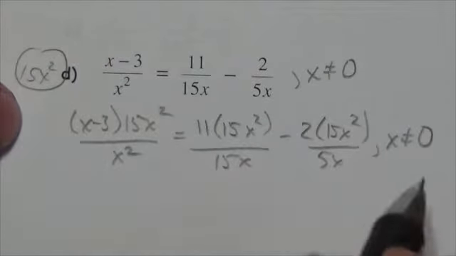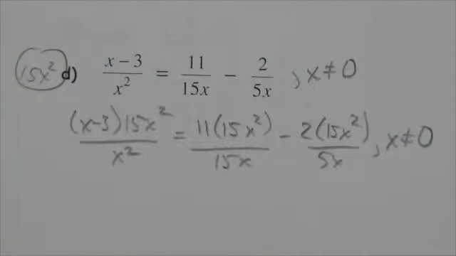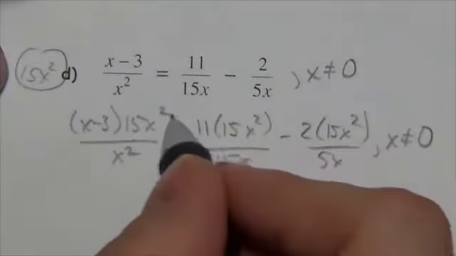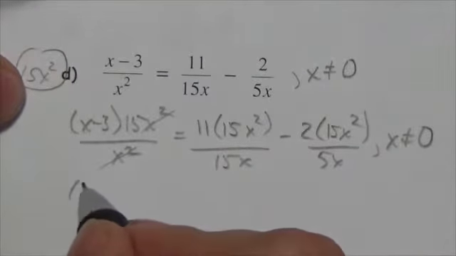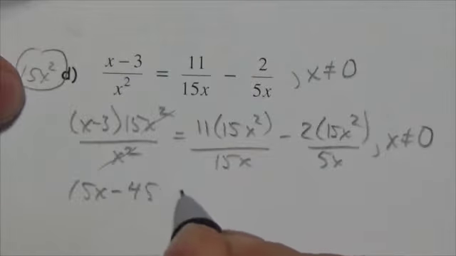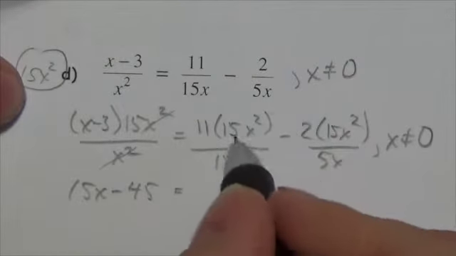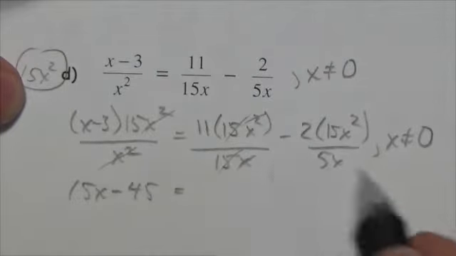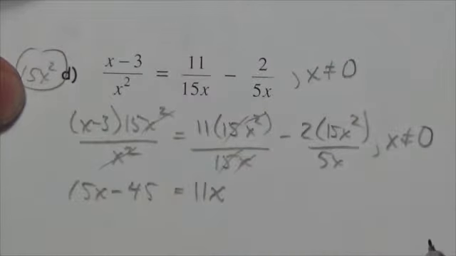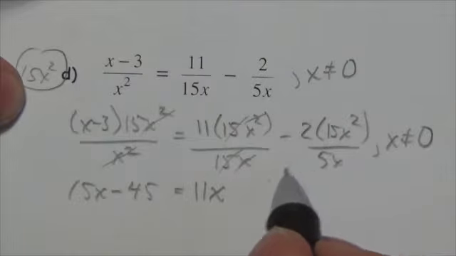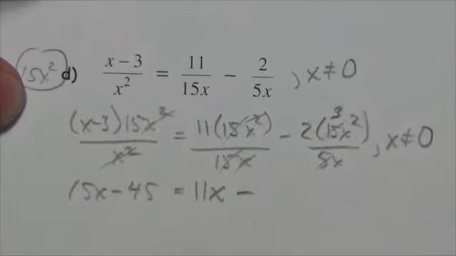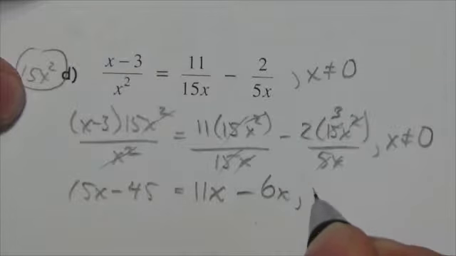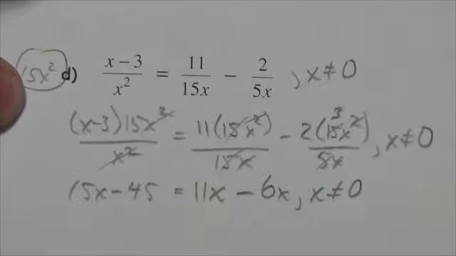Now I'll do my simplifying. Because x can't equal 0, I've already dealt with the issue that might have popped up here. So the x squareds go away here, and I'm left with 15 times x minus 3. Let's just do that. So 15x minus 45. This is kind of neat here. My 15s cancel. One of my x's cancels, and so I'm just left with 11x. It's kind of nice. And then here, this will be minus 15 and 5 is going to leave me with an extra factor of 3 up top there, and then one of the x's cancels. So I'm going to be left with 6x, where x can't equal 0.